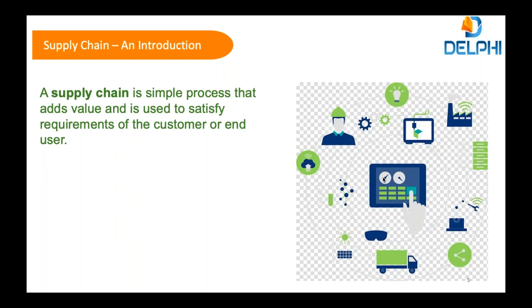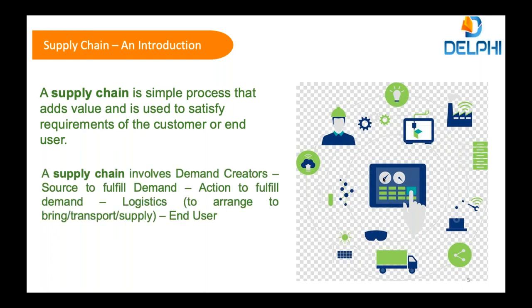Now, a supply chain is a simple process where you have an input, you have a process, and you have an output. If this process adds value to your organization and satisfies the customer's requirement, this is a supply chain. It involves a few people inside, which I just wanted to clarify: there are demand creators, there will be a source, which is a supplier, there will be an action, which we usually call logistics, and then we give it to the end user. So this is a very little bit about supply chain, the simplest version. This is actually what supply chain is.